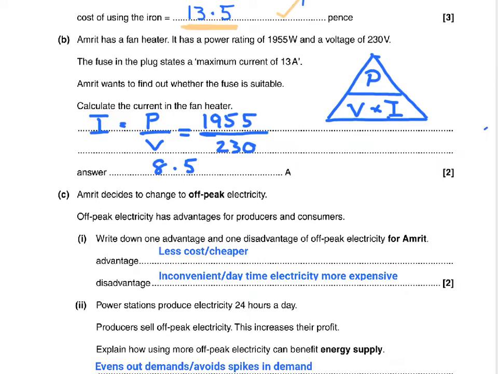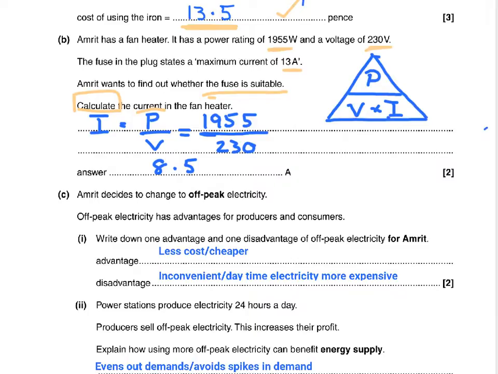So part B, Amrit has a fan heater that has a power rating of 1955 watts and a voltage of 230 volts. The fuse in the plug states a maximum current of 13 amps. Amrit wants to find out whether the fuse is suitable. Calculate the current in the fan heater.